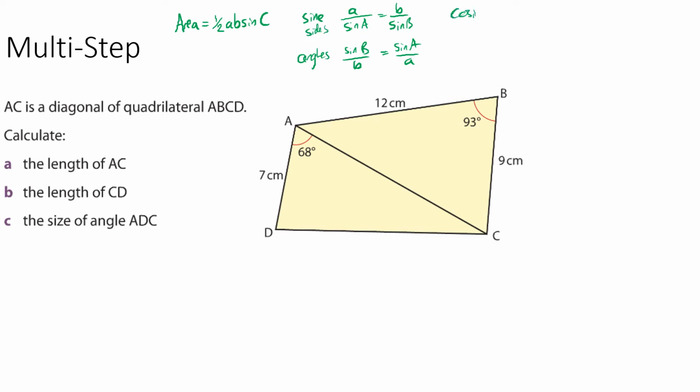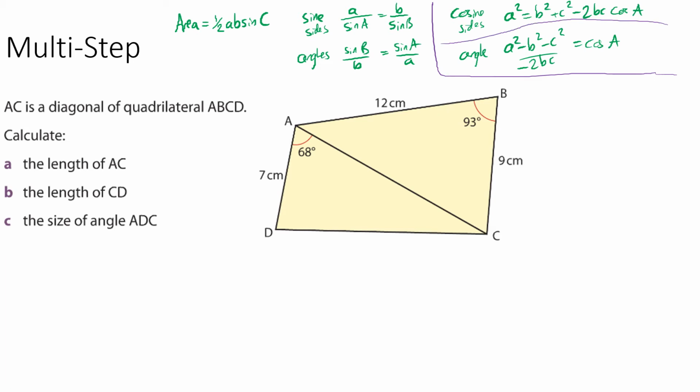Or we could be using the cosine rule, and there's two versions of that now. So our sides one is A squared equals B squared plus C squared minus 2BC cos A. And the angles version of that was A squared minus B squared minus C squared over minus 2BC is equal to cos A. So we have got quite a variety of different possibilities that can be used. And you don't get told these in the exam, you've got to go in knowing them. So this is a good question to look at.